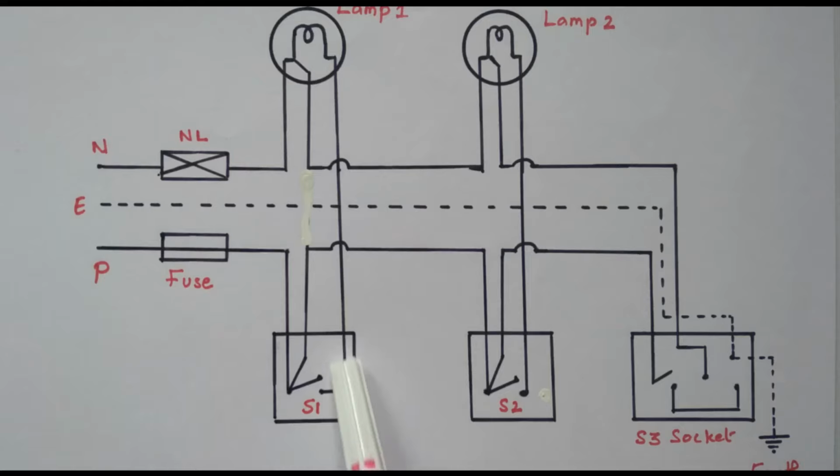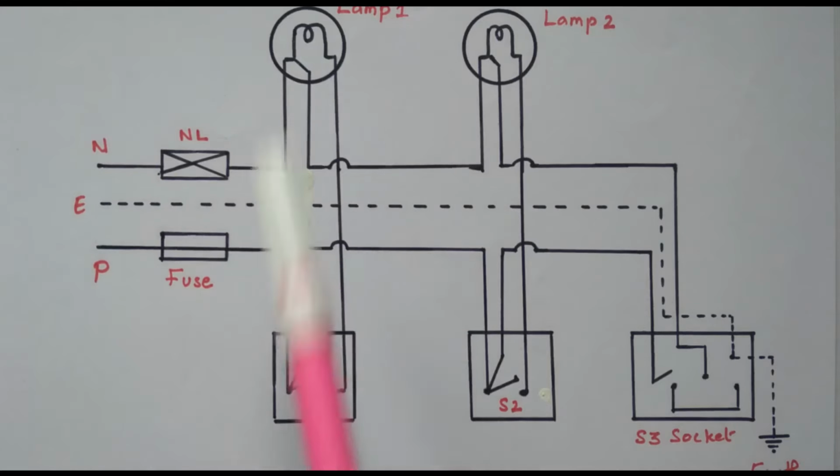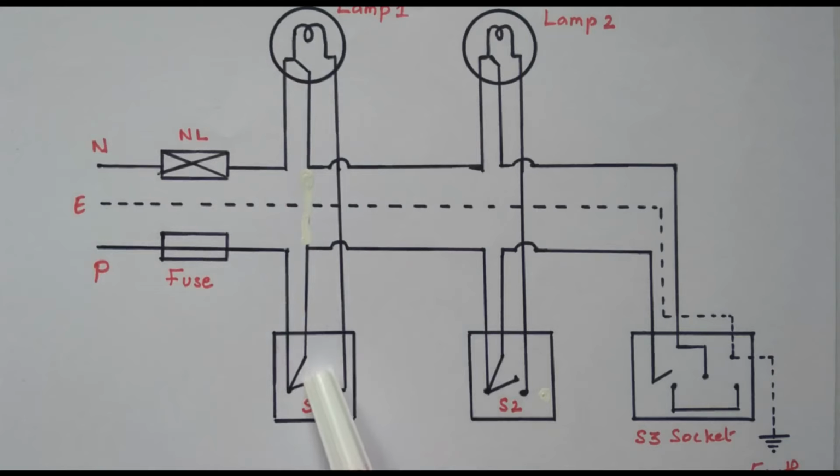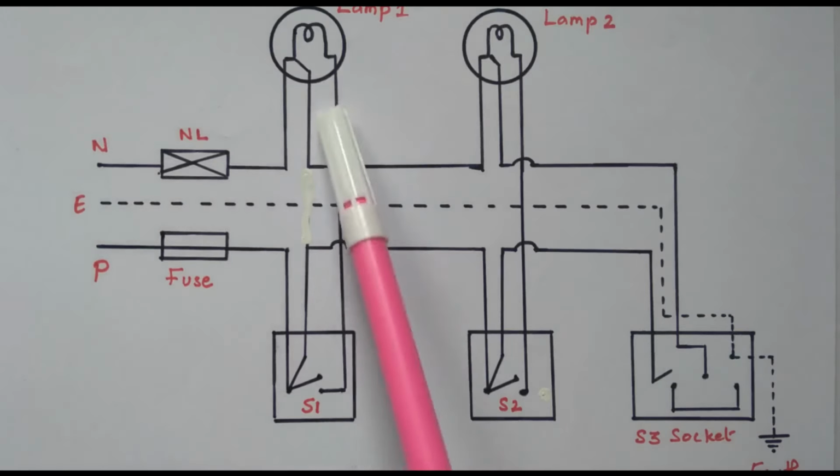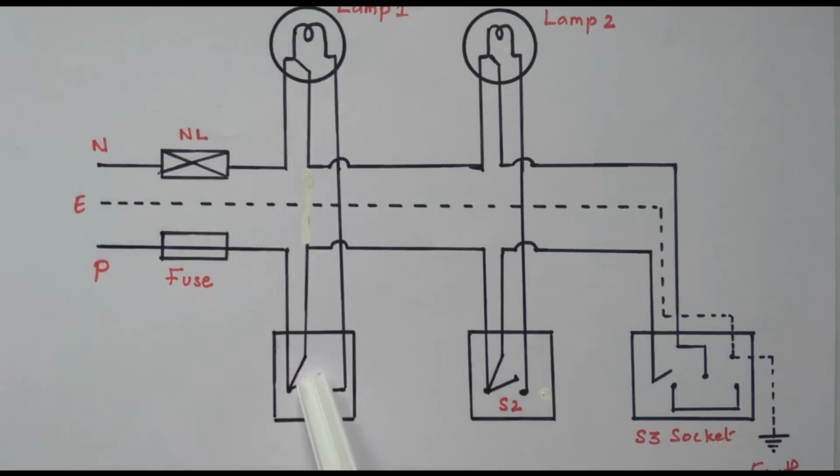When the switch is closed, this phase is connected to lamp 1. This end, phase supply is available. If the switch is closed, the phase is given to lamp 1 so that it will glow. If the switch is open, the supply is not given to the lamp and it will not glow. From this, a tapping is taken. One more wire is run in order to go to the next lamp, and it is given to the second switch. If the second switch is closed, lamp 2 will glow. If the second switch is open, the lamp will not glow.